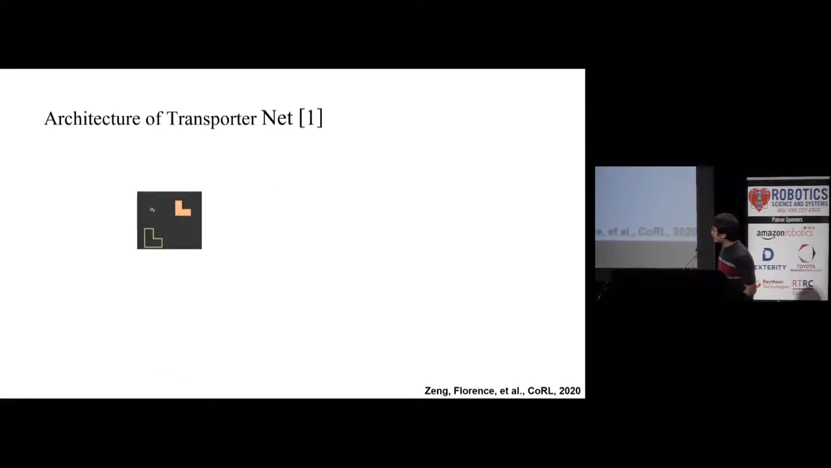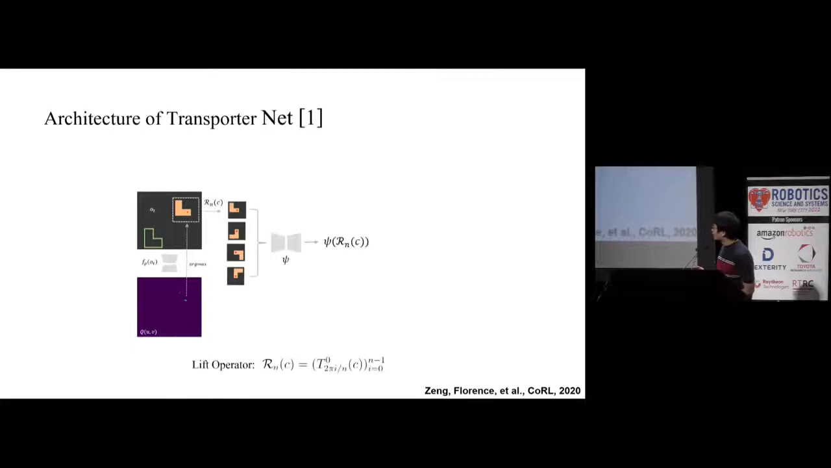Let's first go through the architecture of Transporter Net. Given the observation o_t, typically a depth image, the pick module will first output a proper pick location. Then a stack of differently rotated image patches around the pick is sent to a sign network. We refer to the operation of rotating the image n times as the lift operator, denoted by R sub n. The output of the sign network is cross-correlated with the dense feature maps from the observation to output the place features, where the place angle is discretized and defined on the channel axis.